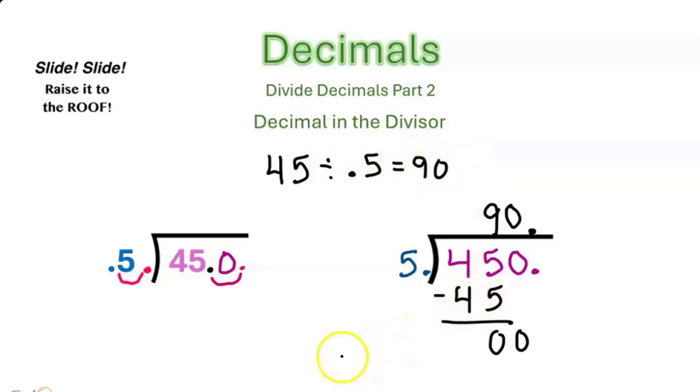Remember, every whole number has a decimal. It's always at the end. It's always right beside the ones place. So this is how you divide decimals when there's a decimal in the divisor.